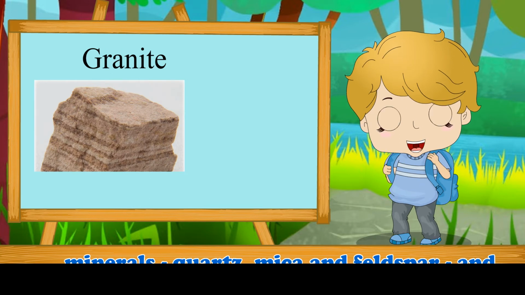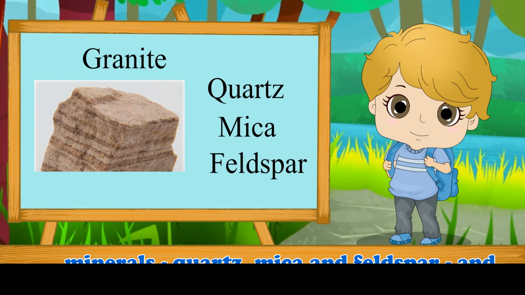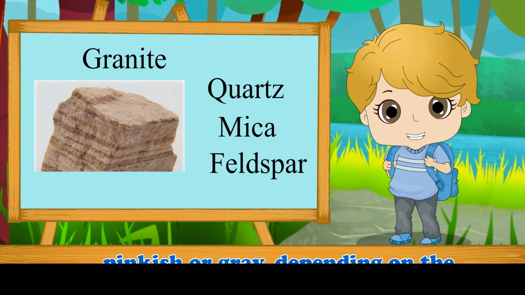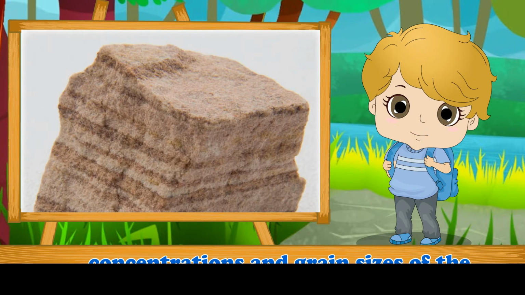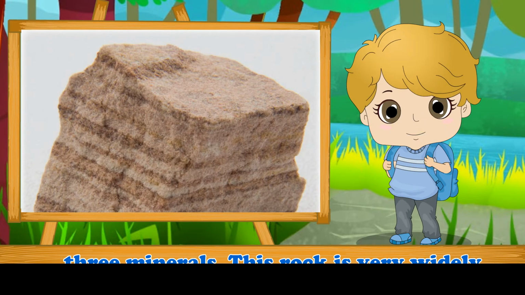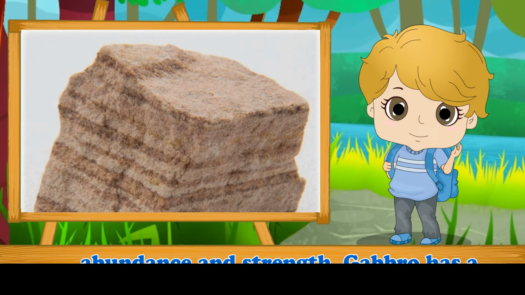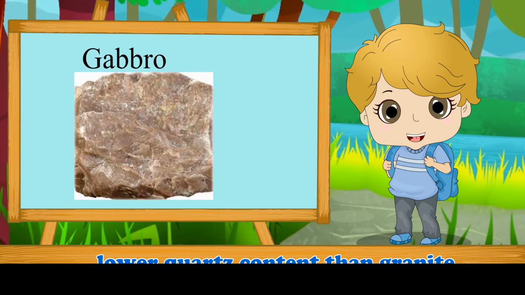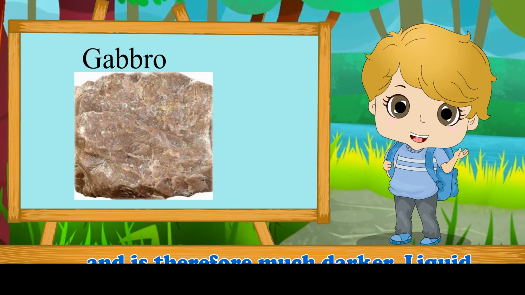Granite is made up of 3 common minerals: quartz, mica, and feldspar, and when viewed from a distance appears tan, pinkish, or grey, depending on the concentrations and grain sizes of the 3 minerals. This rock is very widely used as a building material due to its abundance and strength. Gabbro has a lower quartz content than granite and is therefore much darker.